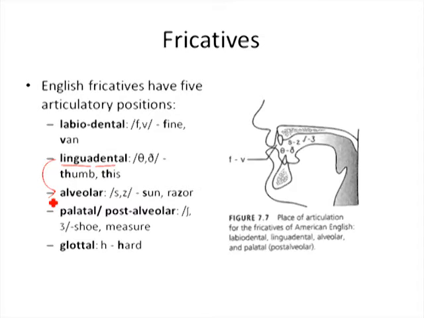Okay, then the alveolar is the s and the z. If you see where your tongue is, it's right behind your alveolar ridge. Then the palatal is the sh and the zh, where your tongue is. Then the glottal is the ha, ha. So fricatives have different articulated positions. If you see here, the labiodental, the linguodental, and then the alveolar, the palatal, and then the glottal is in the back where your vocal folds are. That's the glottal.